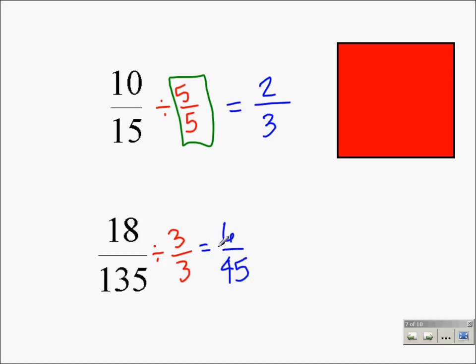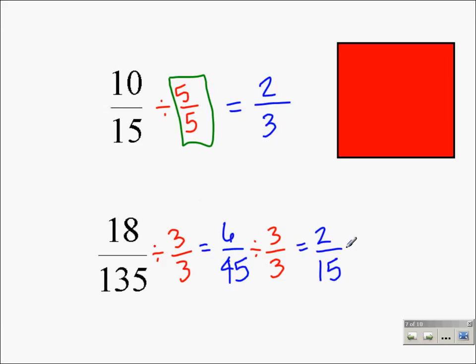Again, we know that 3 can go into 6. 4 plus 5 is 9, and 3 can go into that. So let's try it again. Let's do it by 3 one more time. We come to find out that 6 divided by 3 is 2, and 45 divided by 3 is 15. So now it's fully reduced from 18/135 to 2/15.